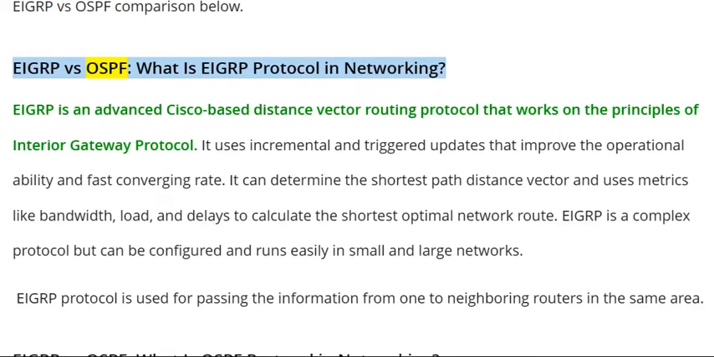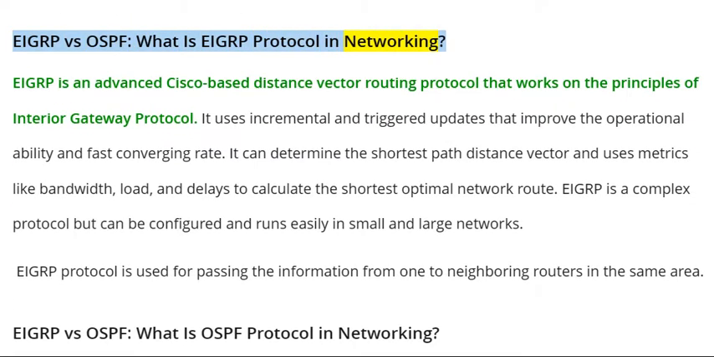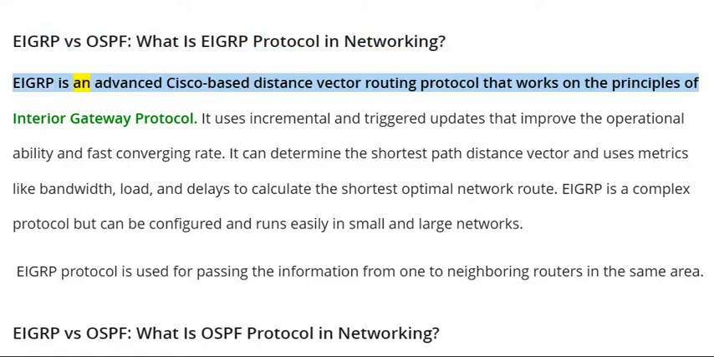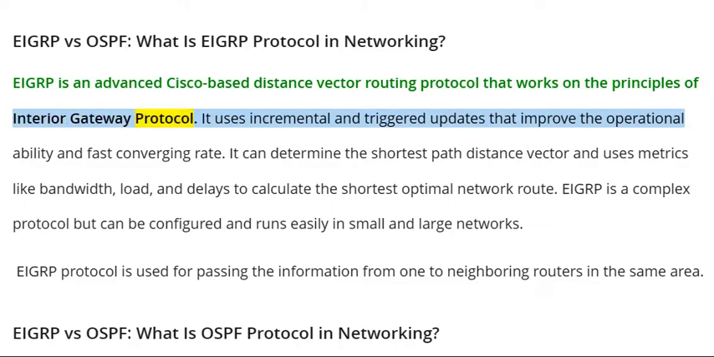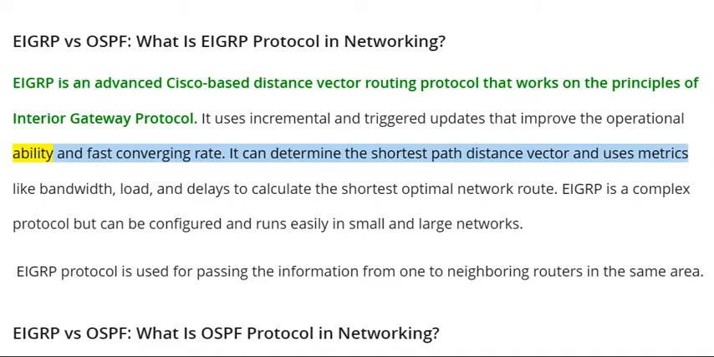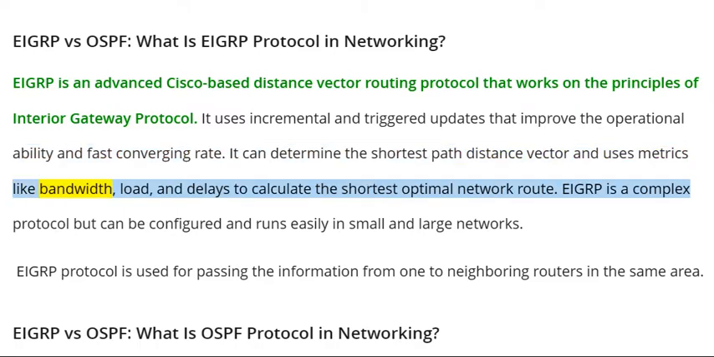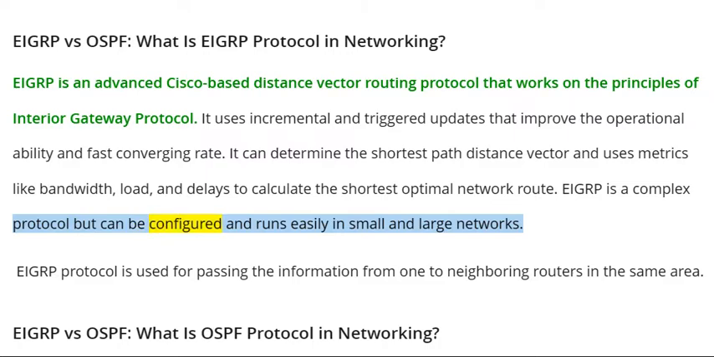EIGRP versus OSPF. What is EIGRP protocol in networking? EIGRP is an advanced Cisco-based distance vector routing protocol that works on the principles of interior gateway protocol. It uses incremental and triggered updates that improve the operational ability and fast converging rate. It can determine the shortest path distance vector and uses metrics like bandwidth, load, and delays to calculate the optimal network route. EIGRP is a complex protocol but can be configured and runs easily in small and large networks.